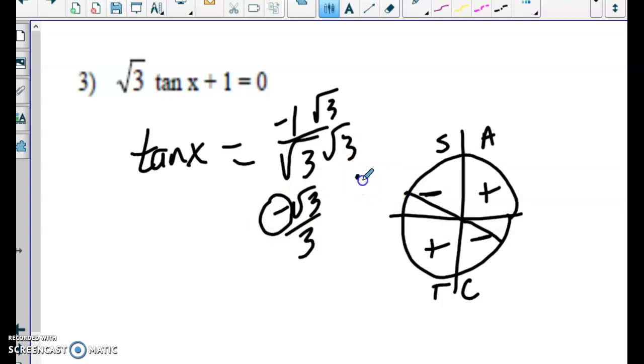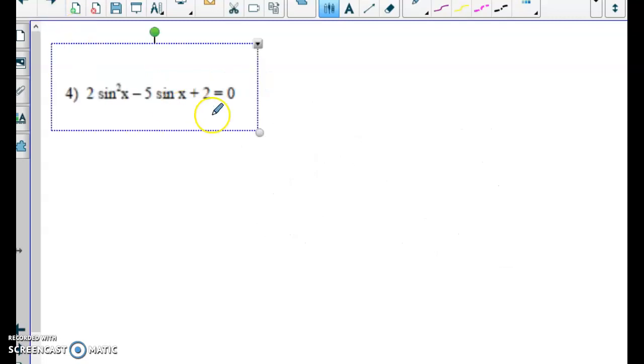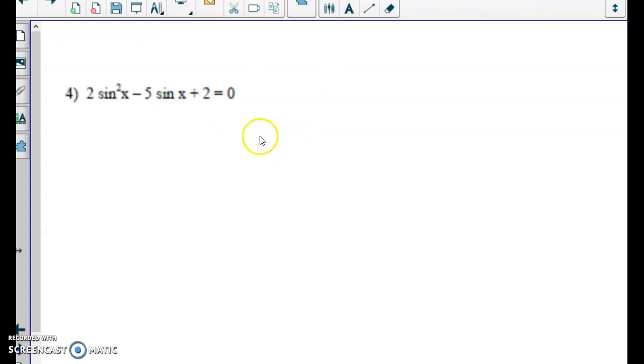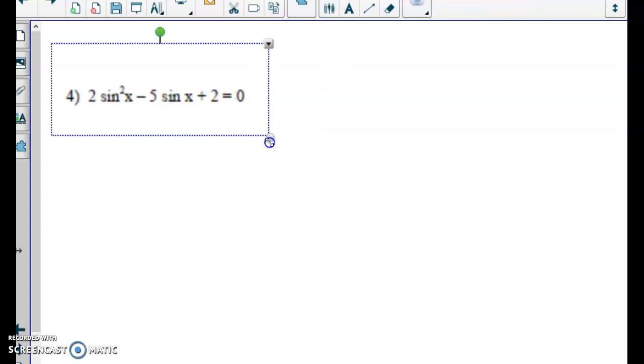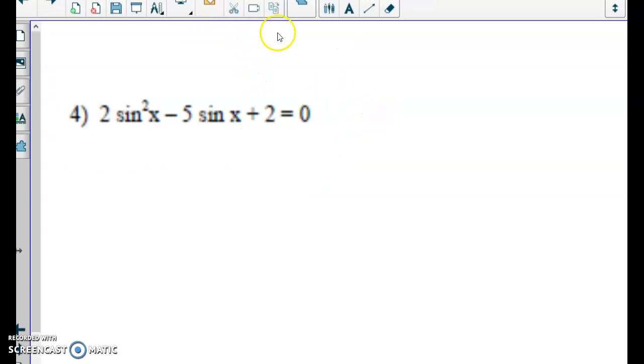Well, this one happens to be at 5 pi over 6, and this one happens to be at 11 pi over 6. Now there's this third type of problem, because we've talked about ones where we just solve and we get our answer, and then we talked about the one where we have a squared thing and we have to solve and square root.